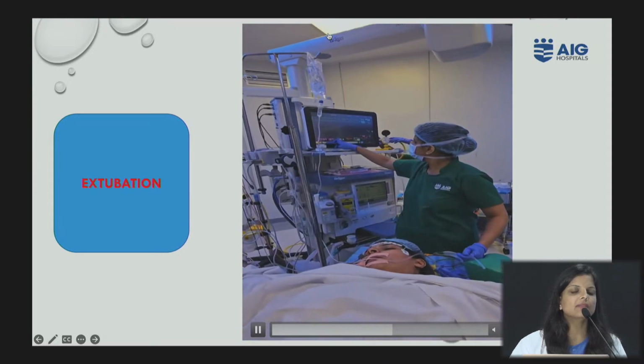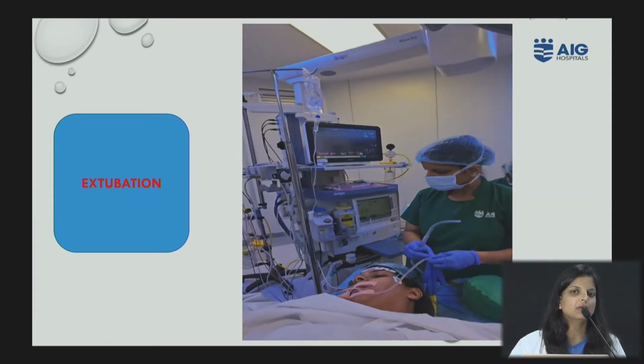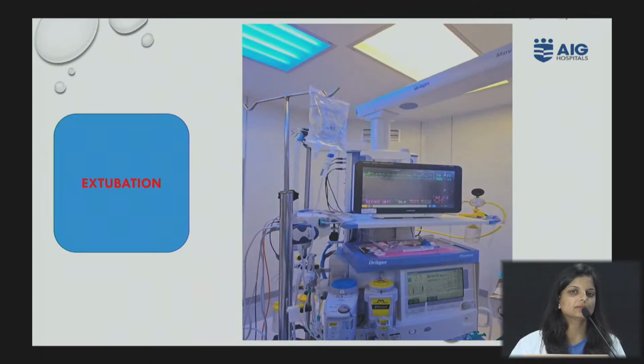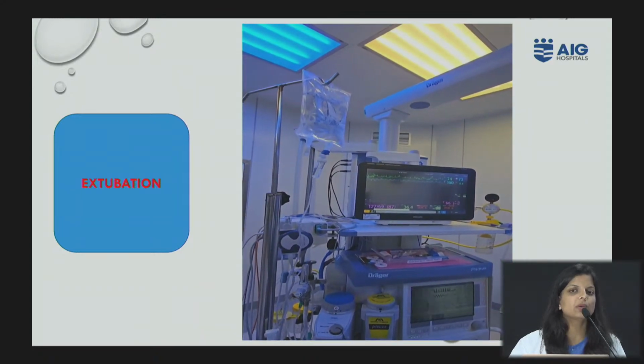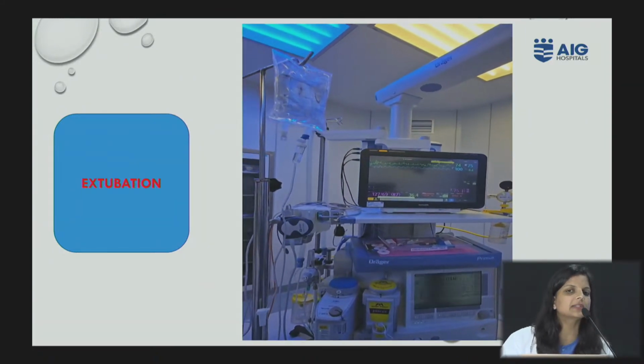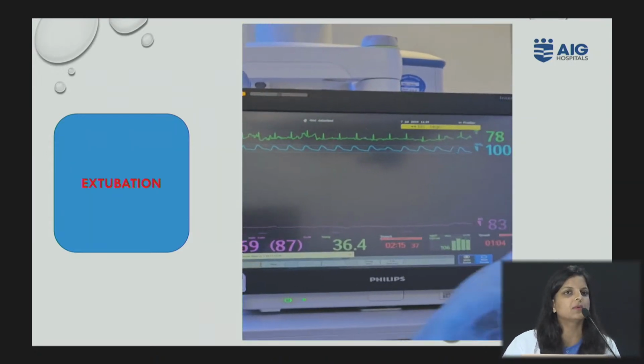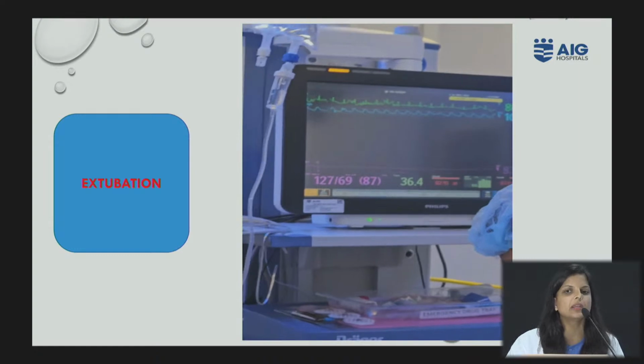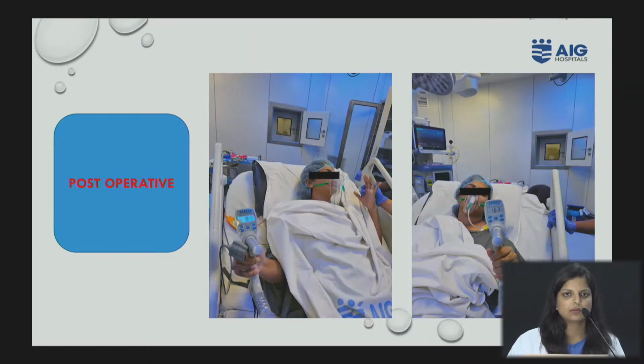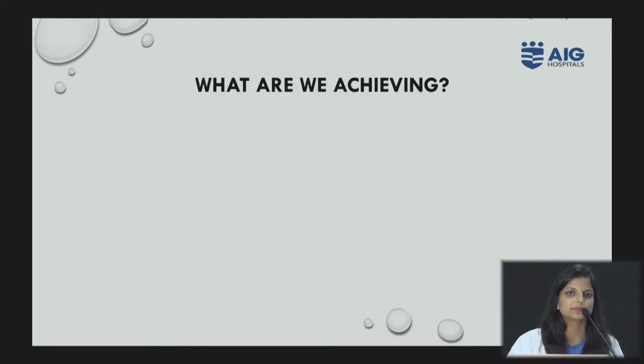As you can see here, when I'm checking the TOF ratio, it is showing 106, that is more than 100%, and now I can reverse my patient without any worry of residual neuromuscular blockade or recurarization. Postoperatively, my aim is to attain the same muscle strength as preoperative, and that's why I'm checking the muscle strength with the help of the dynamometer.